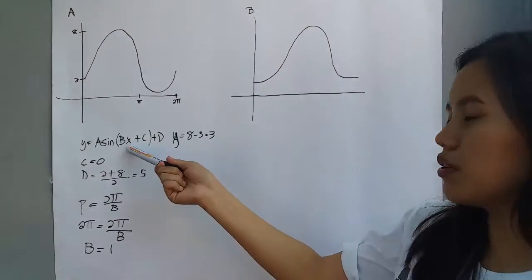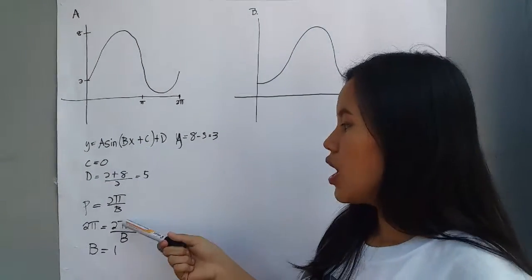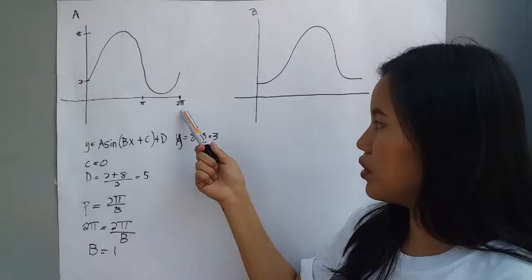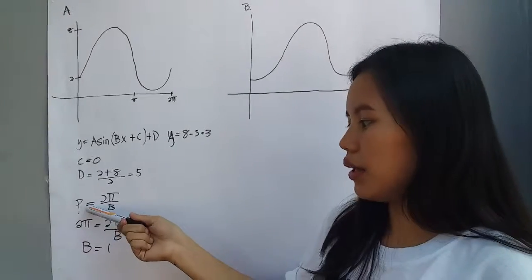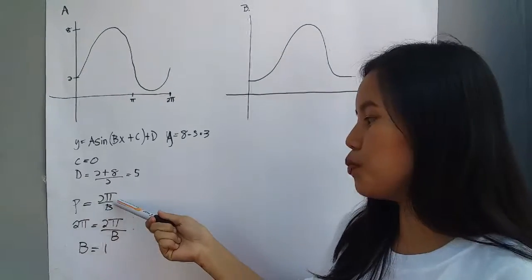Now we are looking for the value of b. We have period 2 pi, and the period is equal to 2 pi over b.